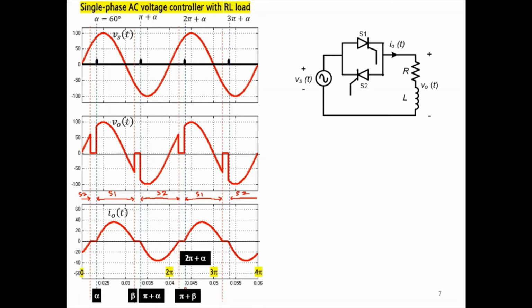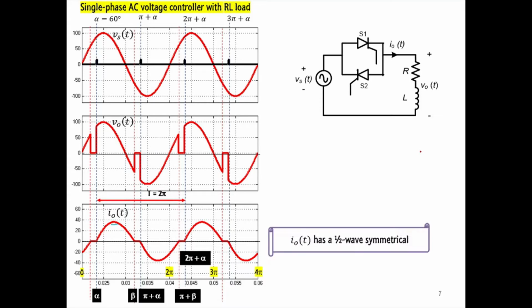Other than that, when we look at a complete cycle of the output current waveform, we can see that the current waveform has half-wave symmetry. By focusing on the half cycle only, we can say that the current is flowing in the circuit from alpha to beta.